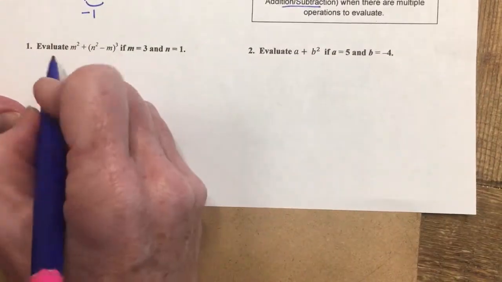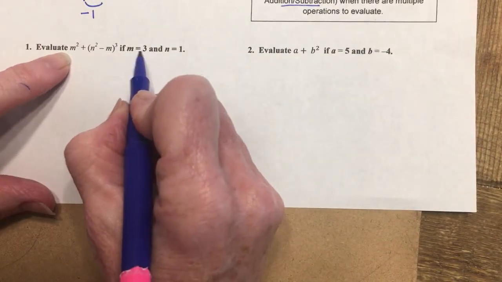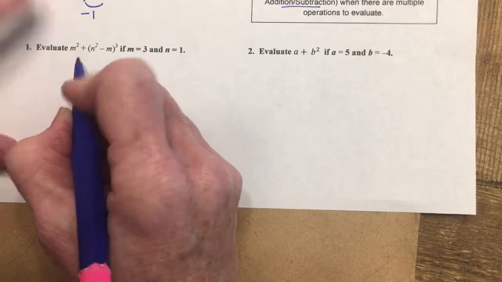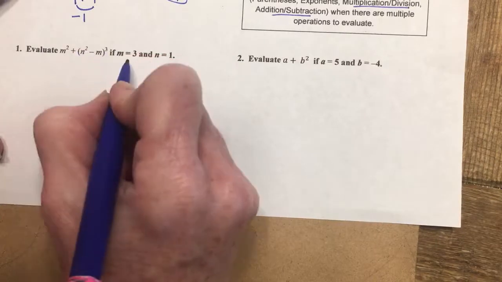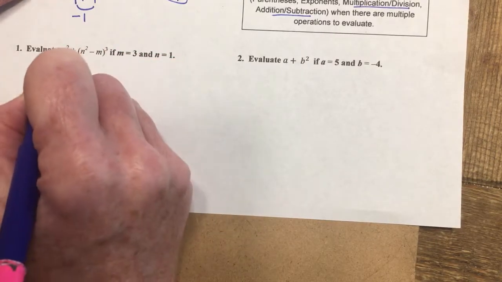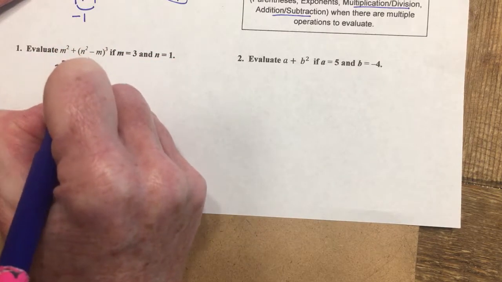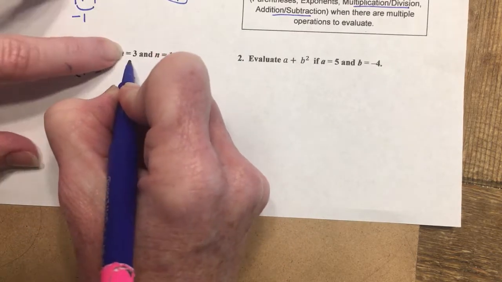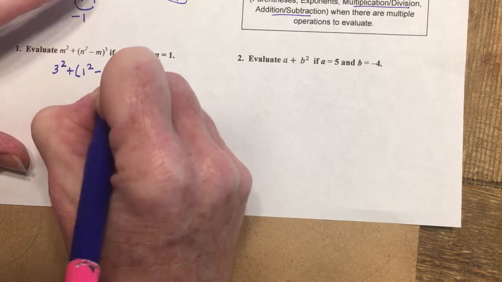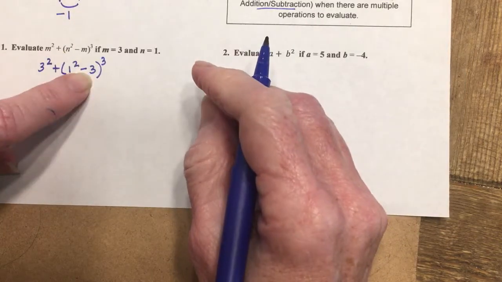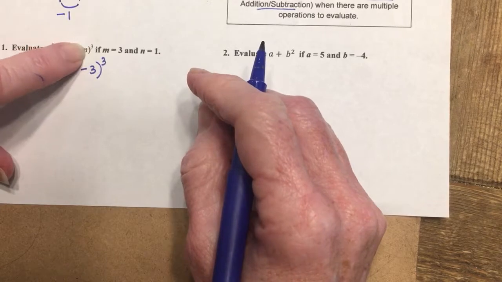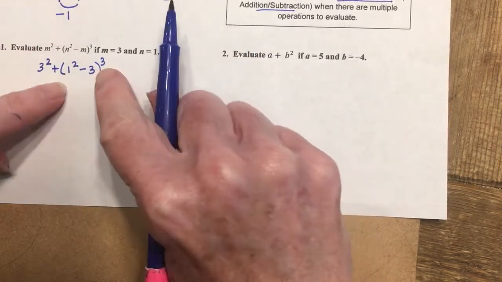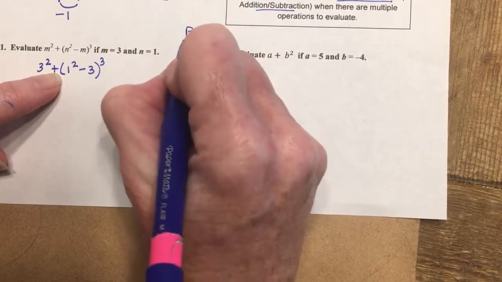All right, so we're evaluating this time. We're going to have to plug in numbers for our variable. So m is a variable, and it's 3. I'm going to rewrite this problem, replacing the variables with the numbers. This is 3 squared plus, in parentheses, the n is 1, 1 squared minus m is 3, parentheses 3. It's important to write it the same way. This 3 doesn't go with the m, it goes on the outside of the parentheses.